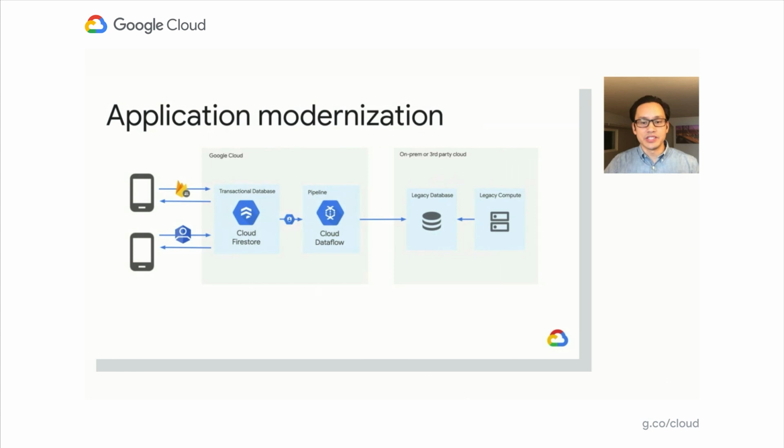In this architecture, Cloud Firestore has been added as the primary serving database that stands in front of a legacy database system. To ensure that business processes can continue to run on the legacy database system, data from Cloud Firestore is often periodically synced using a pipeline service like Cloud Dataflow.